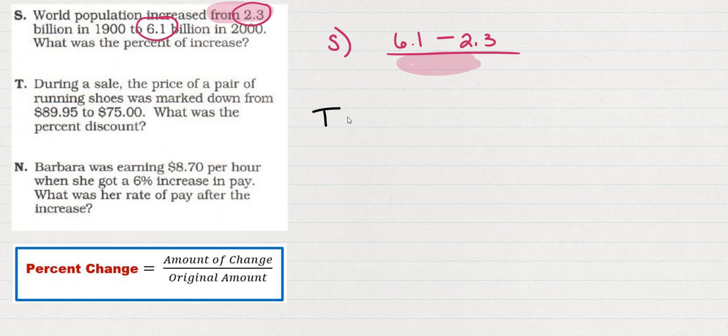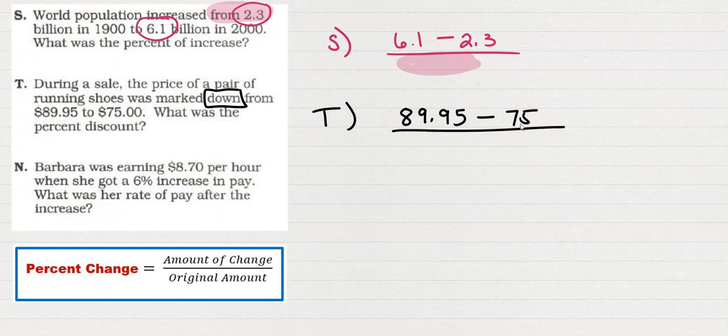For question T, we have a price for the pair of running shoes that was marked down. So we're going to subtract 89.95 minus 75 and divide by the original price, the starting price, and that's going to give us the percent discount.